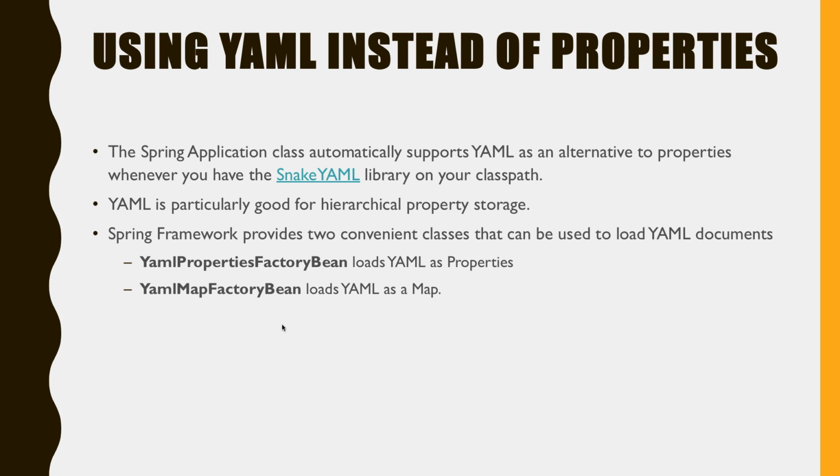The Spring Framework provides two convenient classes that can be used to load a YAML document. One is YamlPropertiesFactoryBean, which loads YAML as properties, and the other is YamlMapFactoryBean, which loads it as a map where you have multiple profiles. You don't have to use those beans directly, because most of the time you don't have to modify these beans. It's behind the scenes.